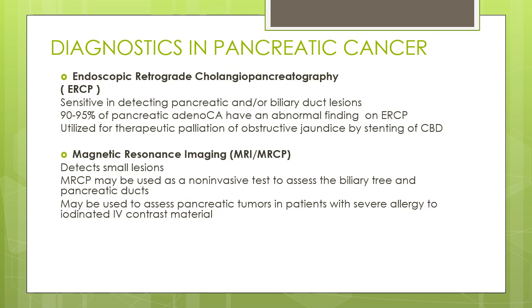ERCP again can be used to detect pancreatic and or biliary lesions. About 90 to 95% of pancreatic adenocarcinoma have abnormalities seen on ERCP. Obstruction of the common bile duct may be palliated by stent placement. MRI, MRCP may be better at detecting smaller lesions. It also serves as a non-invasive alternative in assessing the biliary tree and the pancreatic ducts.